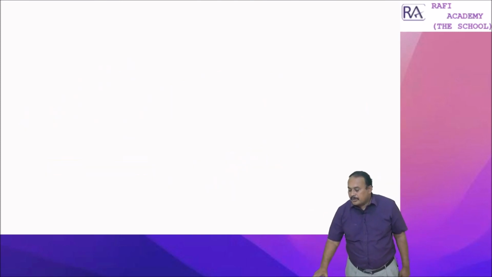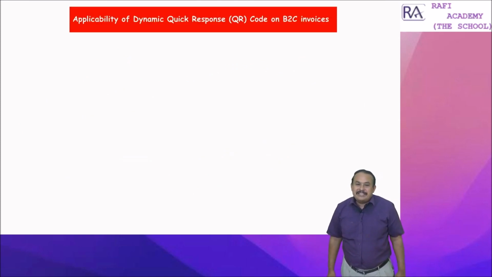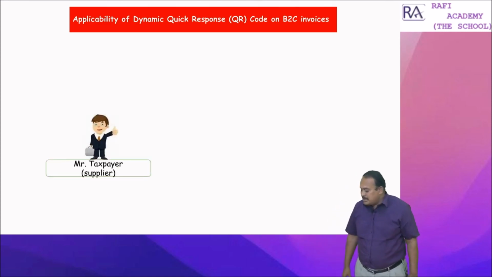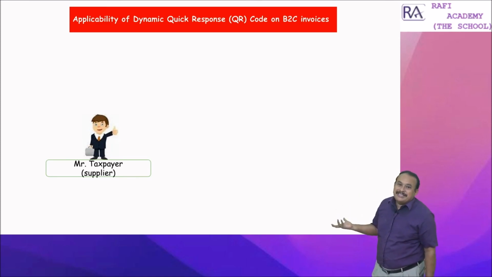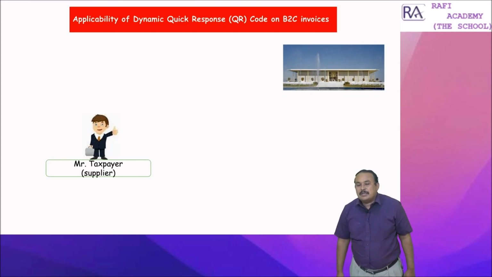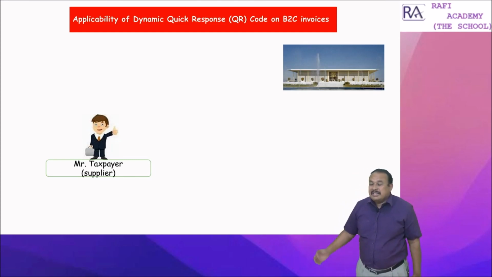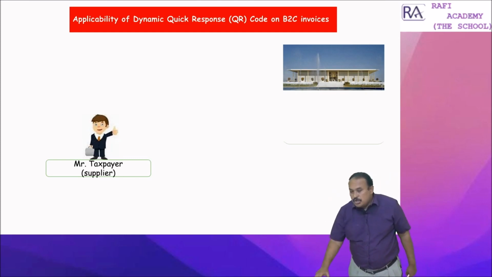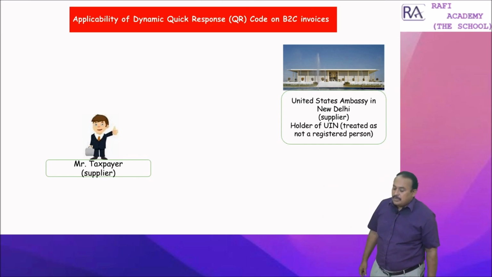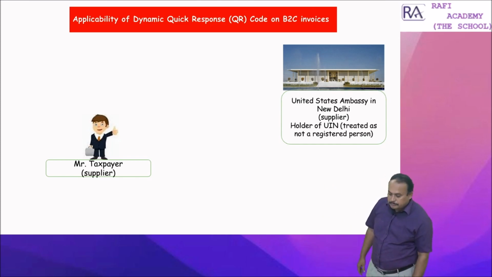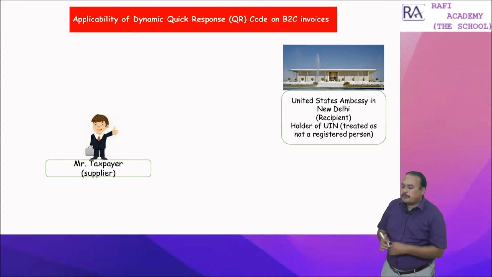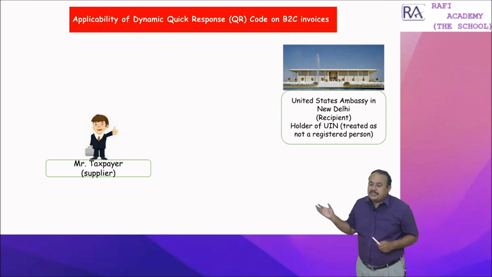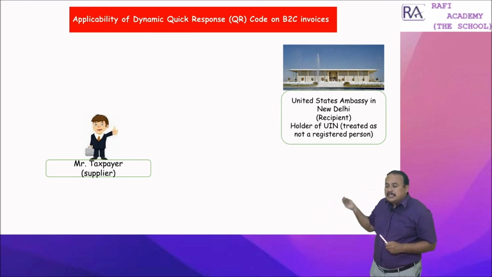Further, applicability of dynamic quick response code in case of B2C invoice, here is mandatory. Look here, a person who is Mr. Taxpayer, supplier in India, supplied taxable goods or services or both to a foreign embassy in India, which is the United States Embassy in New Delhi. Here the recipient is the United States Embassy in New Delhi, a foreign embassy in India. Who is the recipient?